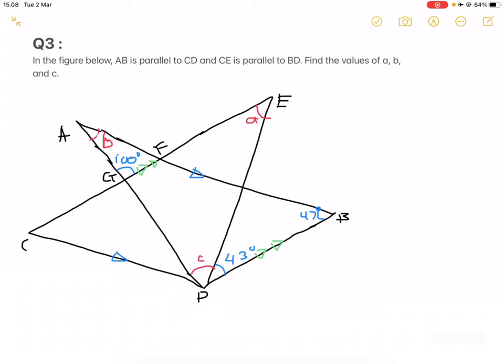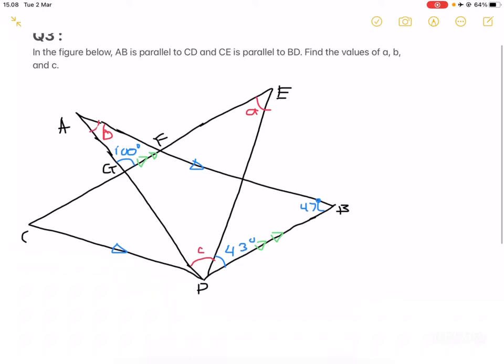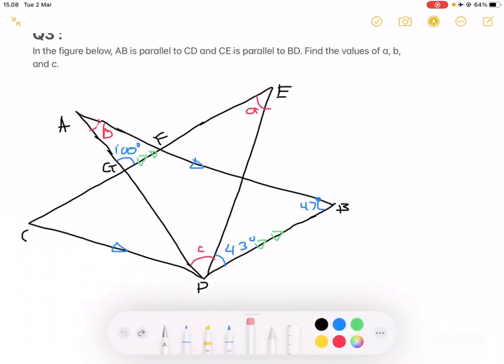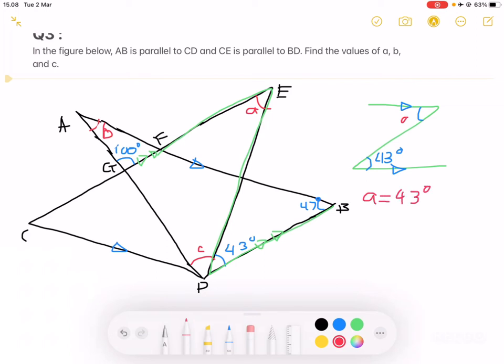Alright, so first let's just solve for A. And we can just notice that from the segment, let's see, FEPB, it looks like a Z right here, and we know that these lines are equal, and this is 43 degrees and this is A. And by alternating angles, we can just quickly conclude that A must be 43 degrees. Looking good so far.